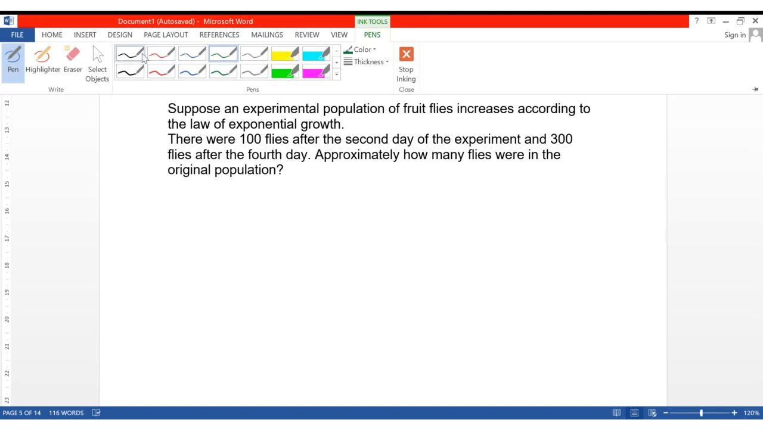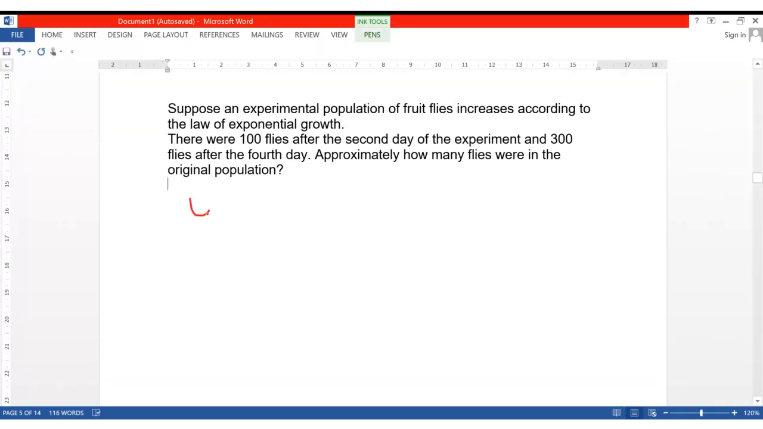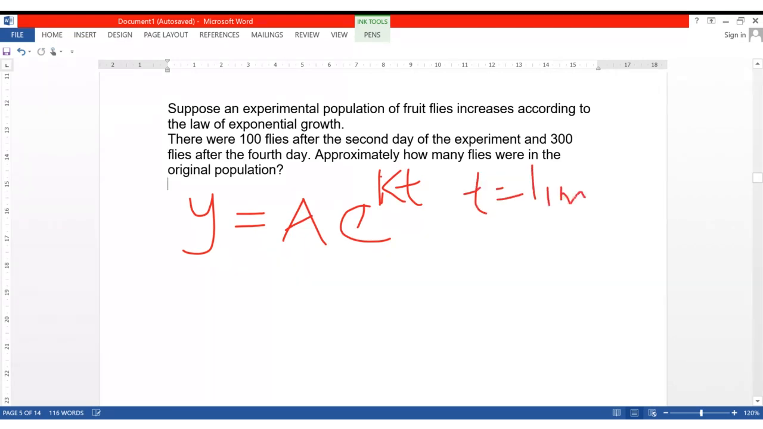So the formula was given by y equals a exponential kt. We can say that our k and our a are constant. T is the time, and y was the amount of substance that will be there. So let's read the question and get some of the things. The population of fruit flies increases according to the law of exponential growth. That's what we have.